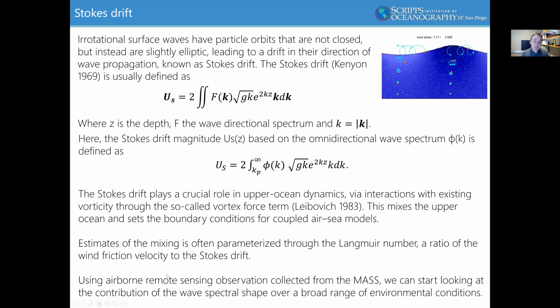Those estimates of mixing, again, are often parameterized through the Langmuir number, which is typically used as a ratio of the water friction velocity to the Stokes drift, and that's why the Stokes drift is really, really important. Using airborne remote sensing observations, we can start looking at the contribution of the high frequency component of the spectra to the Stokes drift over a broad range of environmental conditions, and that was really the focus of this work.